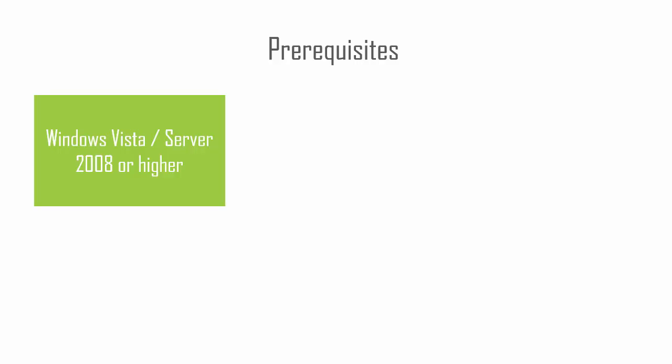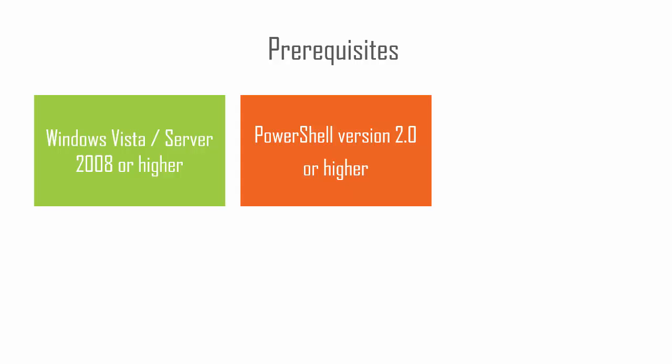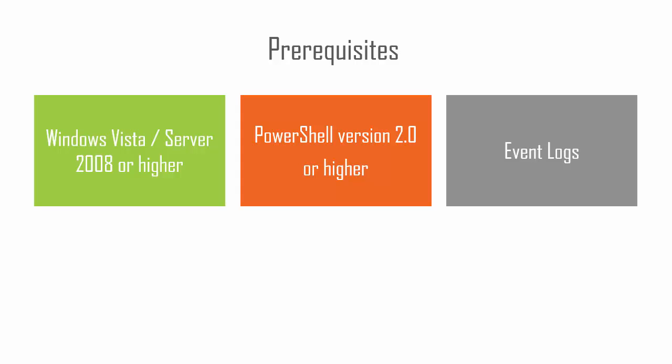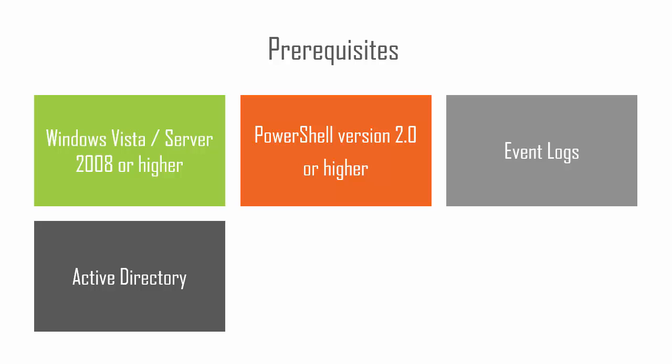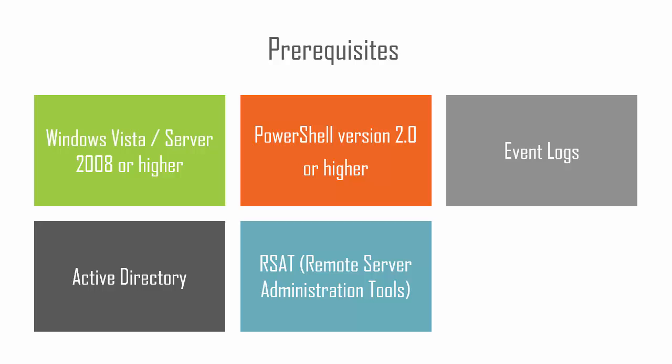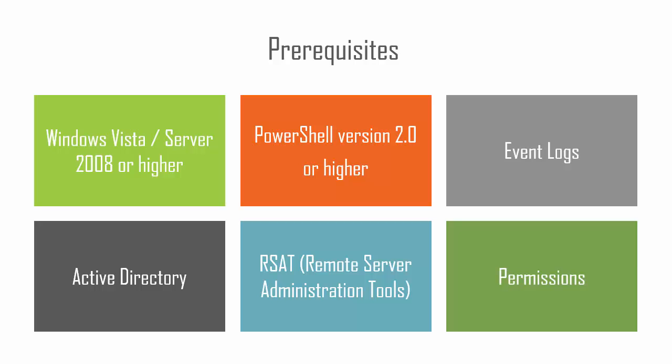The event logs were changed to XML-based event logs with Windows Vista and Server 2008, and the event IDs were changed from 3-digit to 4-digit numeric codes. The Get-WinEvent PowerShell cmdlet that we'll be using in this course was introduced with PowerShell version 2.0. Prior experience with the event logs in Active Directory would be beneficial because the more you understand about an underlying technology, the easier it will be to work with in PowerShell. The Remote Server Administration Tools are required. You'll also need sufficient permissions to query the security event log on the PDC emulator in your Active Directory domain.